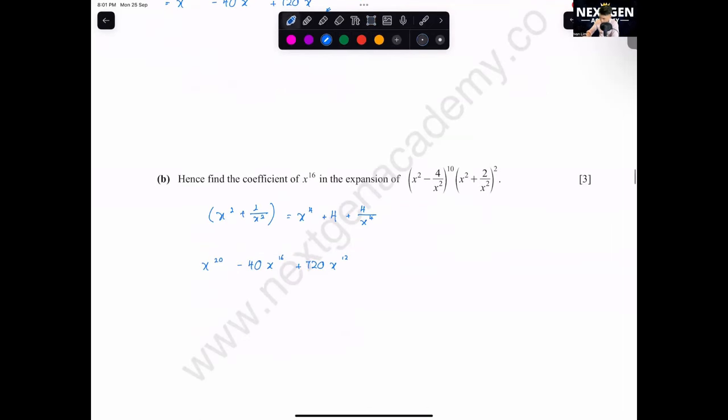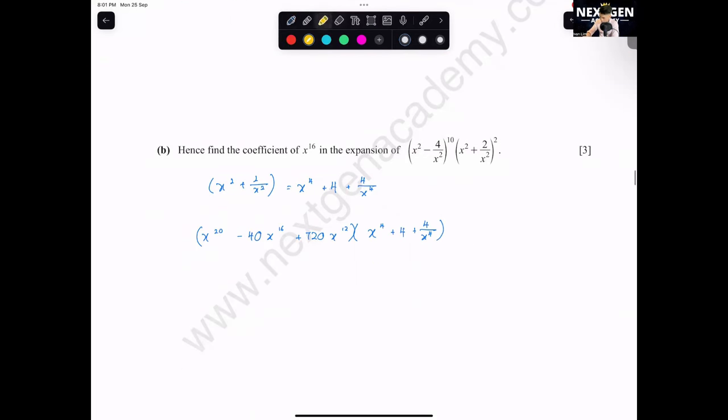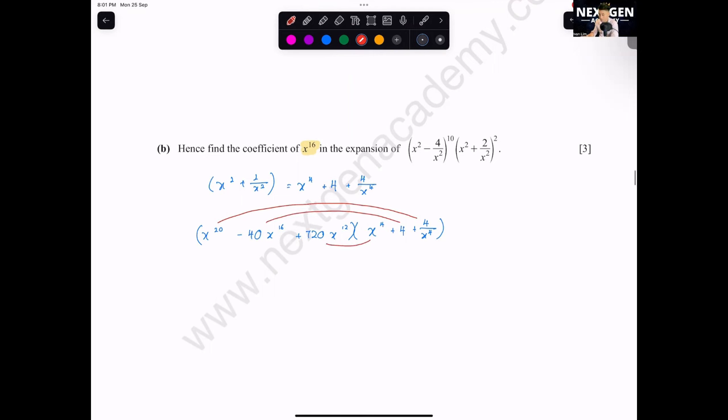Okay, cross multiply with this other bracket. Do I need to go and multiply all of it? No need, don't waste time doing it. You only want x to the power of 16, so you select the terms that will give you x to the power of 16. Just look at the x term: x^20 multiplied by 1 over x to the power of 4. x^16 multiplied by the one that doesn't have any x. x to the power of 12 multiplied by x to the power of 4.